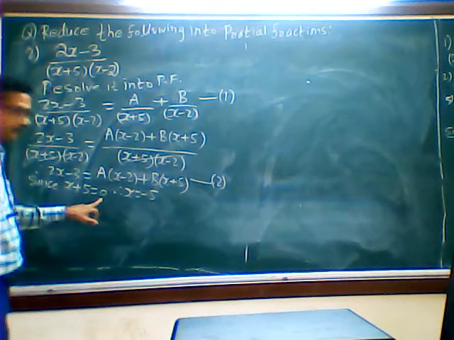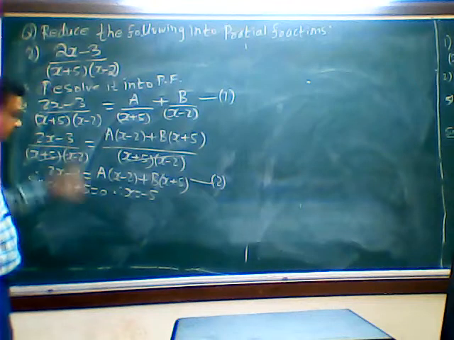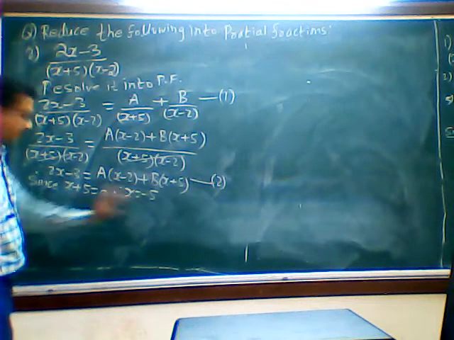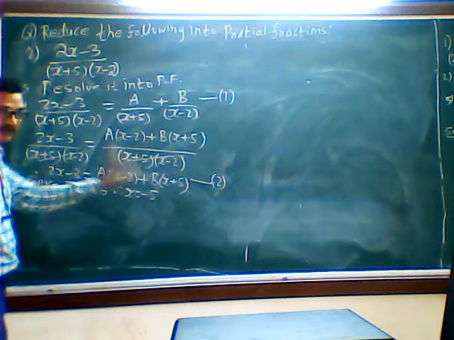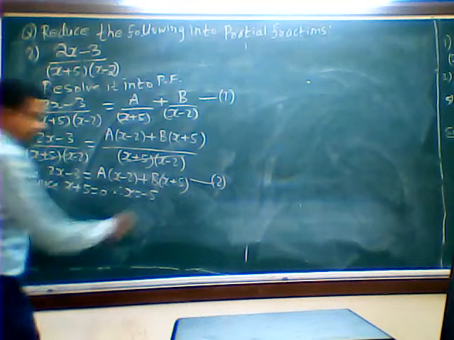Since x plus 5 is equal to 0, that is this first factor. Therefore x is equal to minus 5. This plus 5 will go to that side and become minus 5. Now I will say from 2.